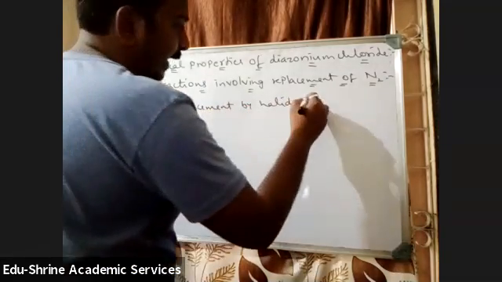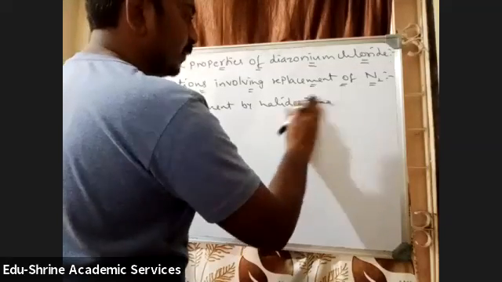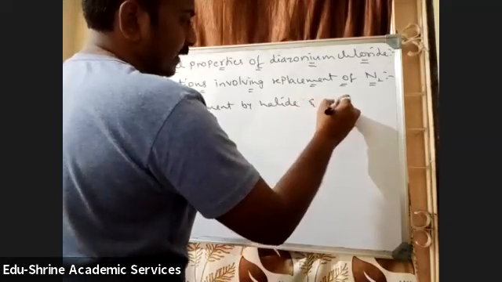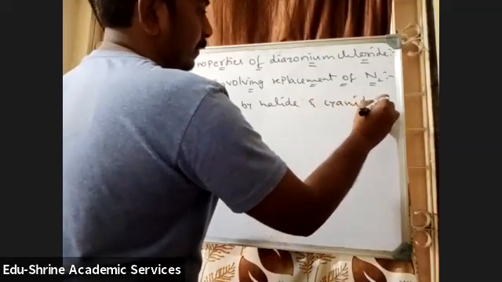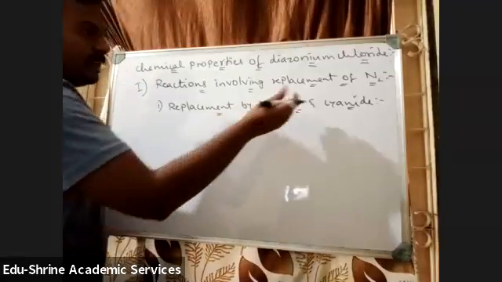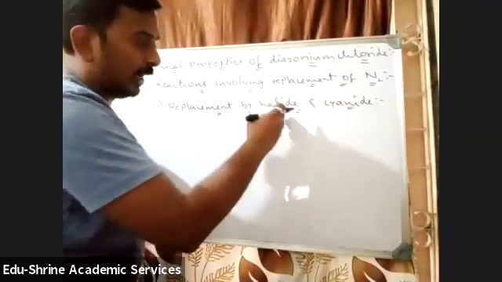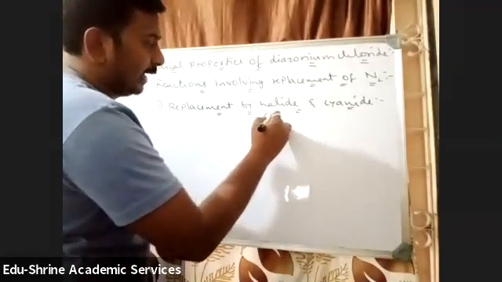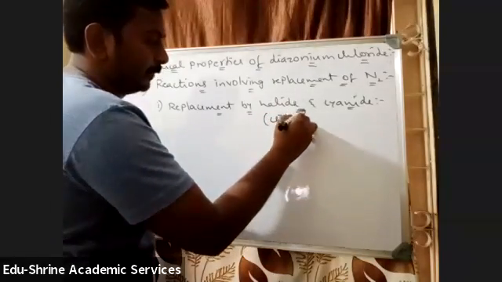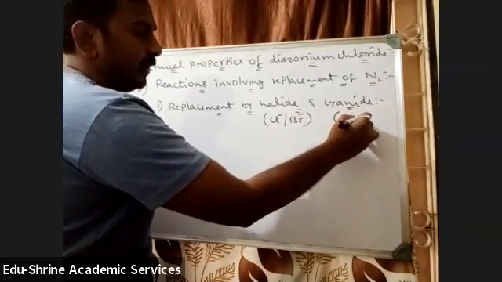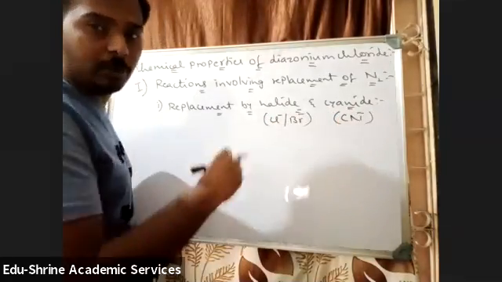Replacement by halide ions and cyanide. That means nitrogen will be removed and replaced by a halide ion, either chloride or bromide, and cyanide is CN minus. So the two can be replaced.